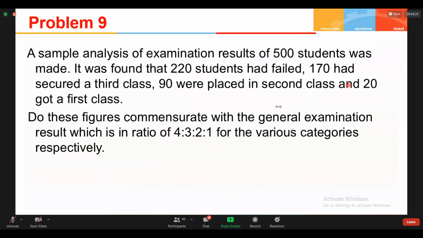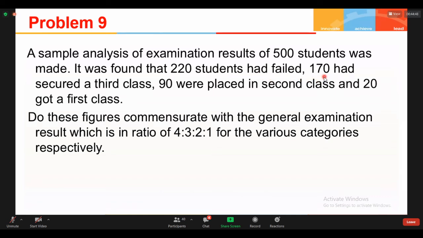Same problem. Just a minute. All of you see here. A sample analysis of examination results of 500 students was made. It was found that 200 students had failed.